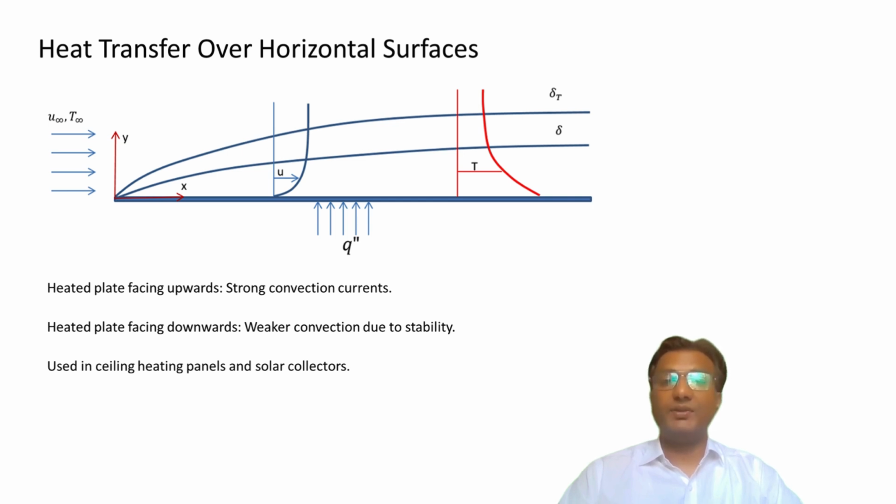The convection is weaker because the warm, less dense fluid is trapped beneath the hot plate, reducing the circulation due to stability. The Nusselt number correlations for horizontal surfaces depend on the Rayleigh number and its orientation.